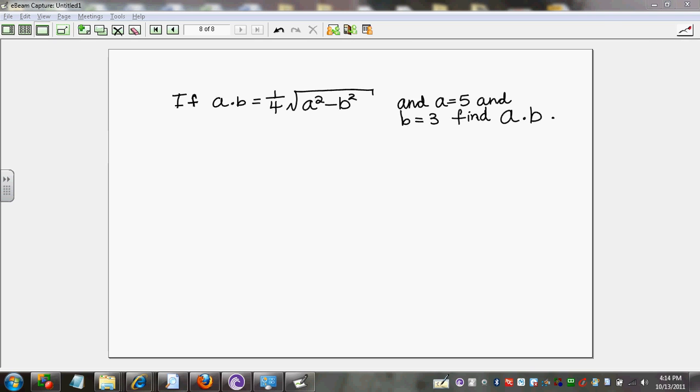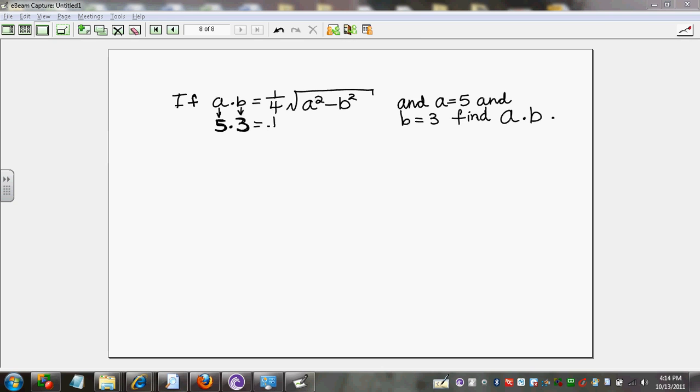So it means that if we have to find A dot B, I'll have to put A as 5 here. And I'll have to put B as 3. But what does that mean? What does that really mean? It means do this to it. Wherever I see A, it will be linked to 5. And wherever I see B, it will be linked to 3. In other words, the A is going to be substituted with 5, and the B is going to be substituted with 3. Okay? So those people who didn't know exactly how to start, this is how you start.